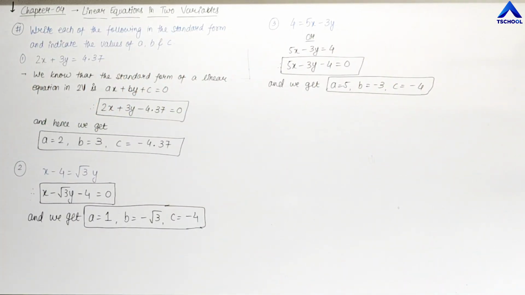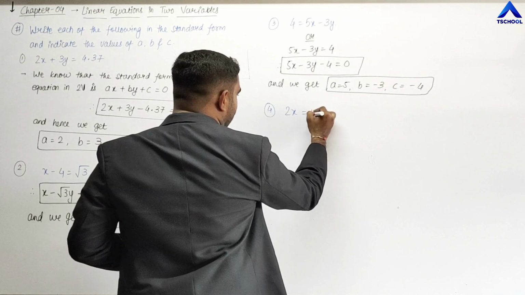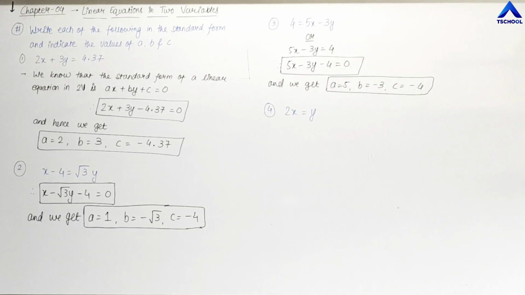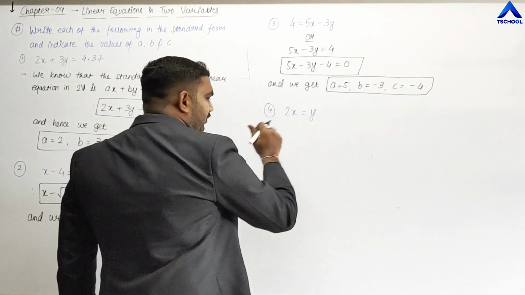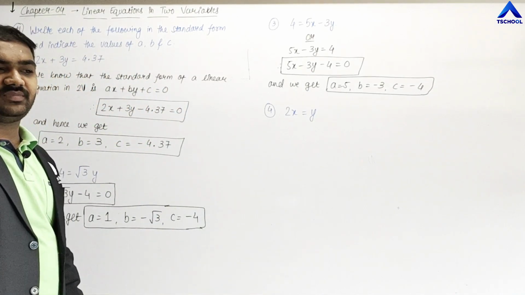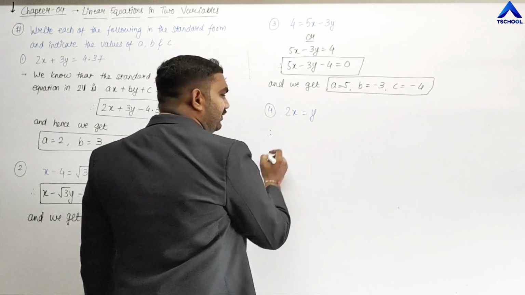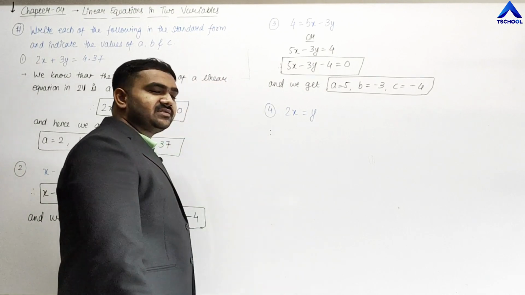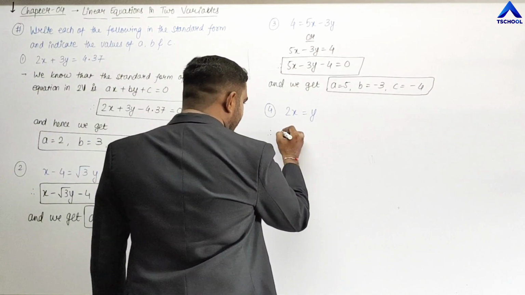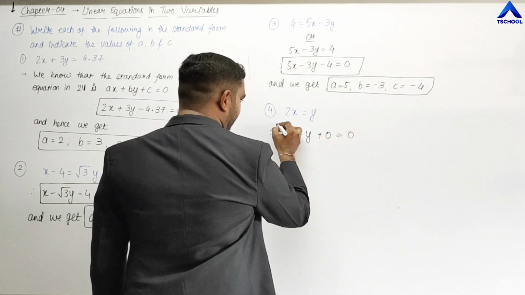And lastly, I am having a question, that is 2x is equals to y. So friends, first of all, here what we will do, we will take this y on the other side, but you can see here that there is no constant term present. Is there any constant term? No. Here there is no constant term present. So what do we write in place of the constant term, friends? Obviously there is nothing present, so that will be 0. So that gives me 2x minus y plus 0 is equal to 0.